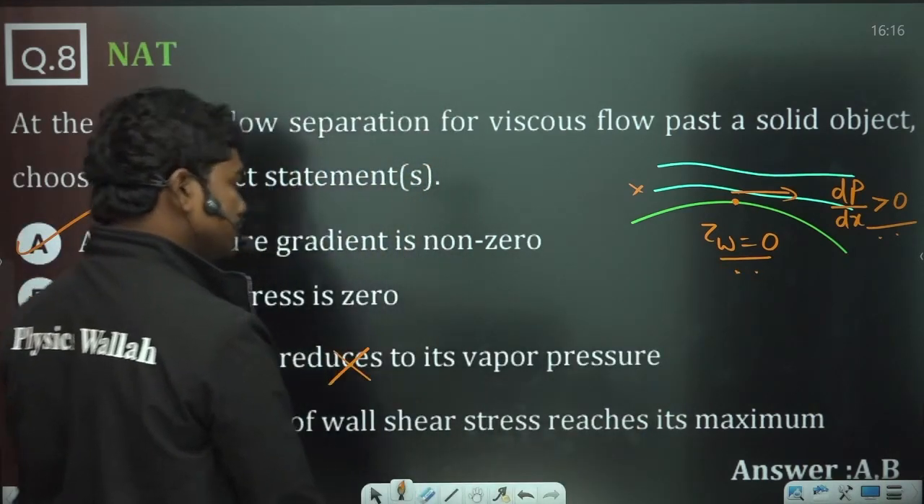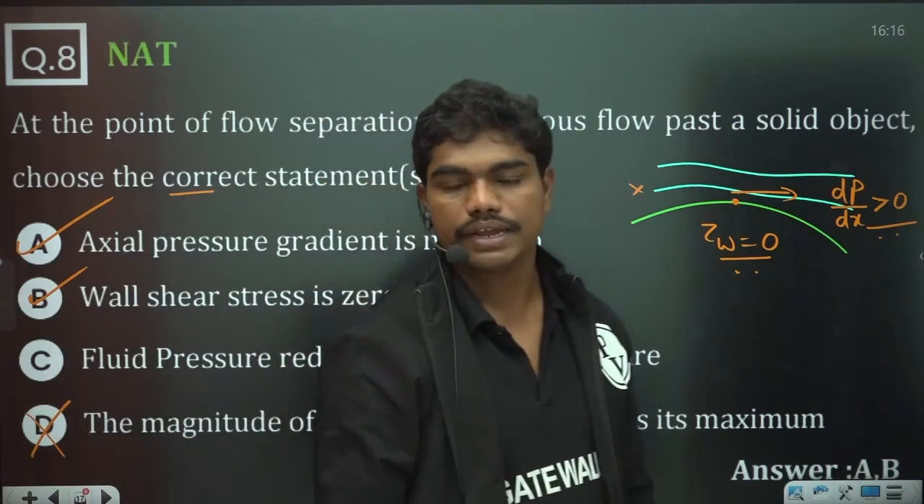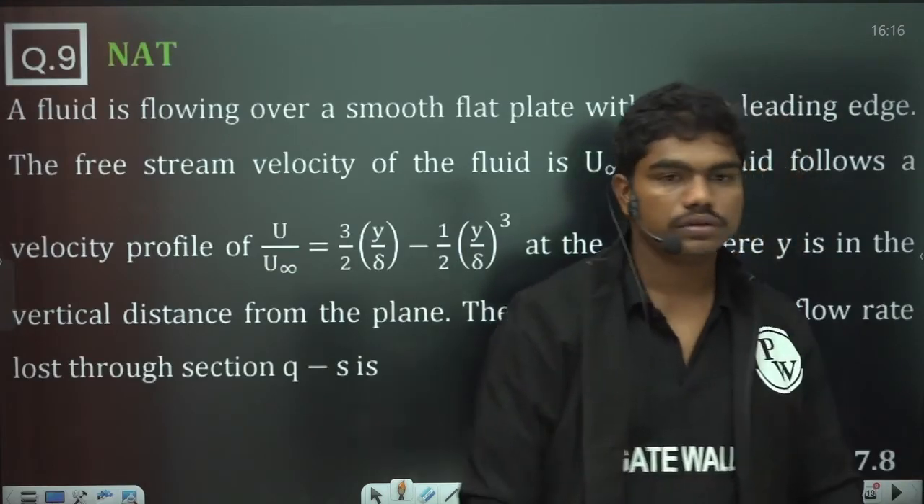Okay, so tau w is 0. So only these two statements are the correct answers. Capital A and capital B are the correct answers in this case. Okay, so let us solve this question.